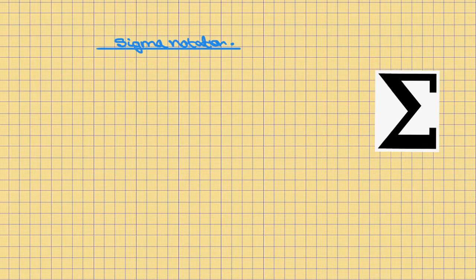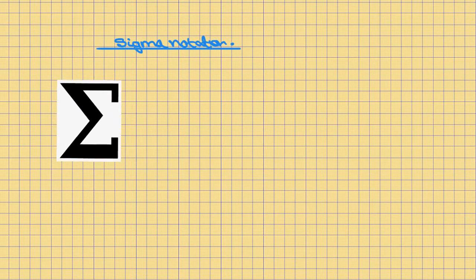Sigma notation. The Greek letter sigma stands for sum up. So sigma n stands for summing up all the values of n. Sigma n squared means sum up all the values of n squared.